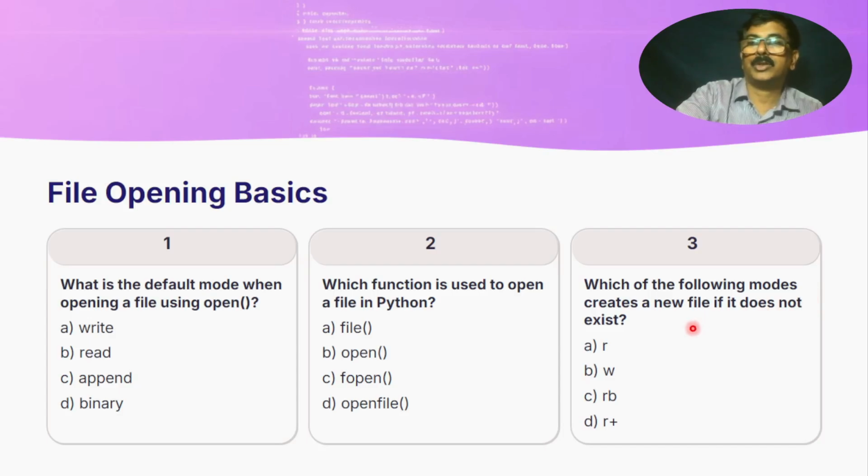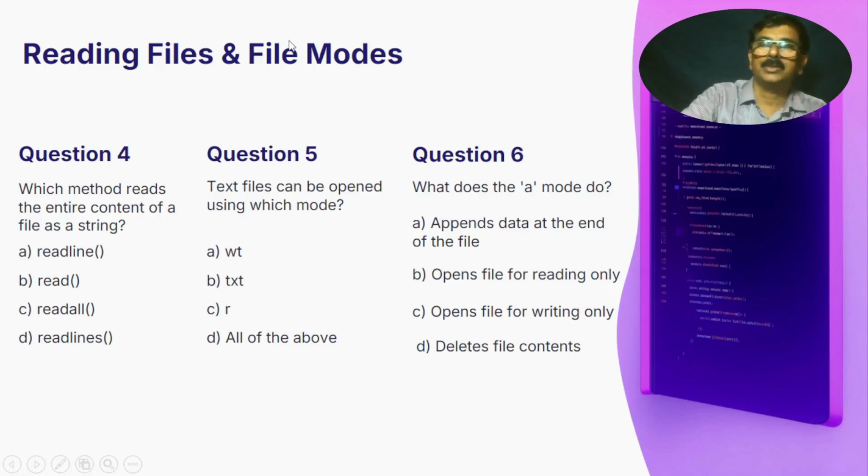Which of the following modes creates a new file if it does not exist? R, W, RB, R plus. So R is read, it is not for creation. W for writing. RB read mode when there is a binary file. R plus read as well as write, but it is W. The mode that creates a new file if it does not exist. It is B, W.